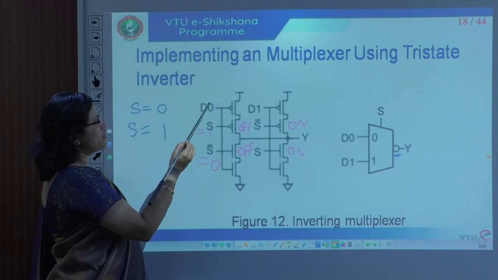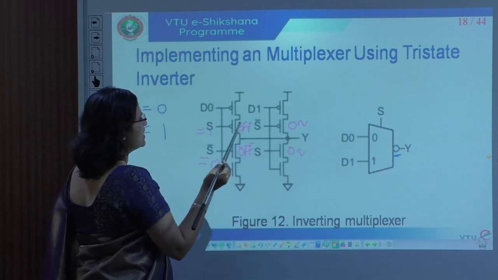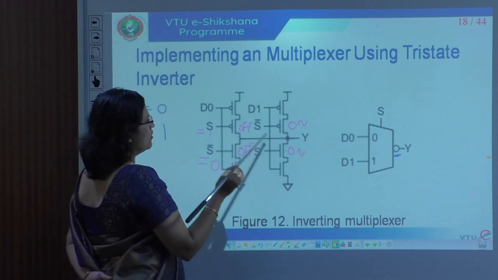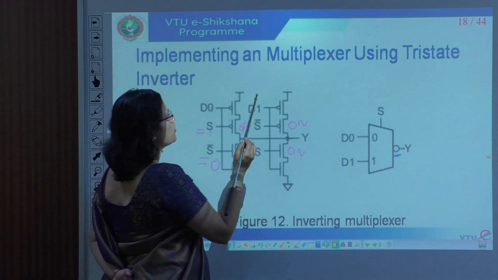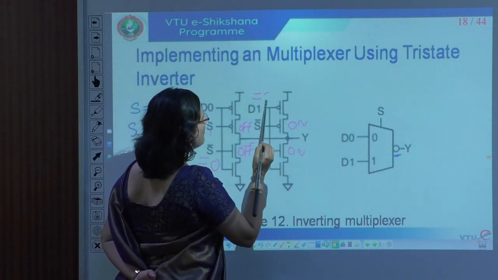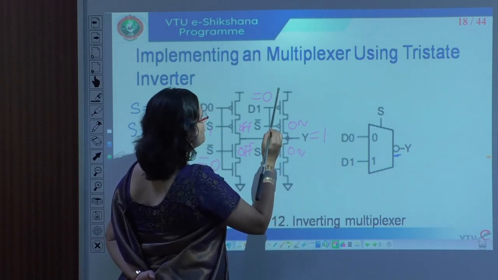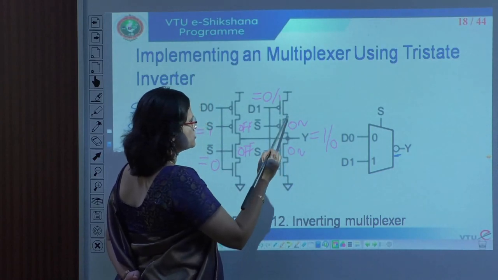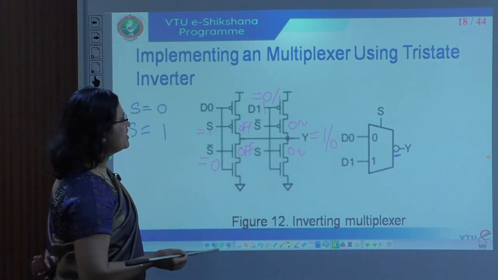So whatever value you give across D0 will not appear at the output side in the inverted form. But since both the switches are closed over here, it will now consider only the D1 input. If D1 is 0, the output will be 1. If D1 is 1, the output will be 0. Because once these two switches are closed, it will work like an ordinary inverter.